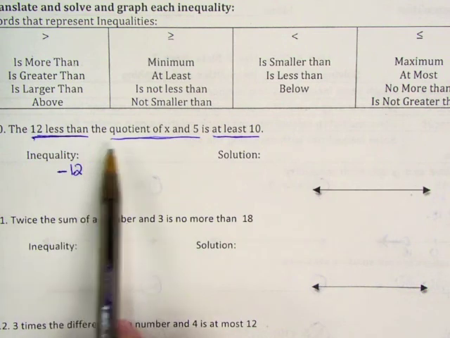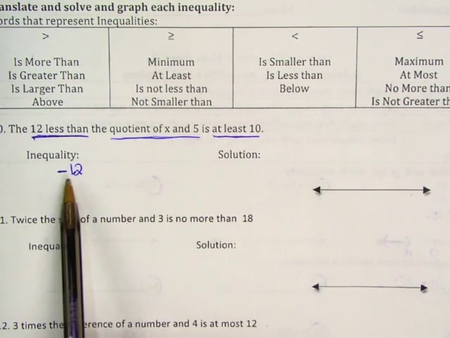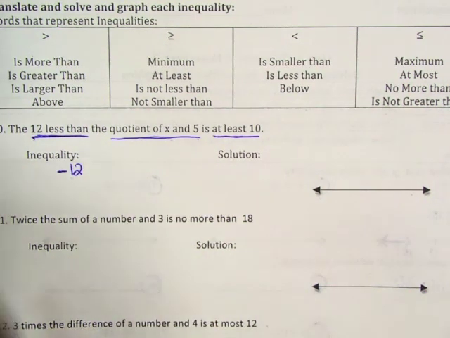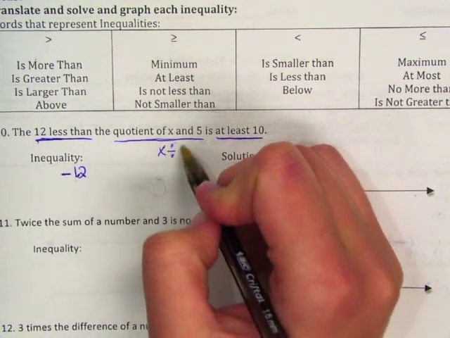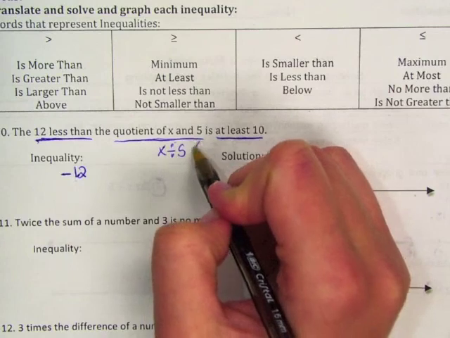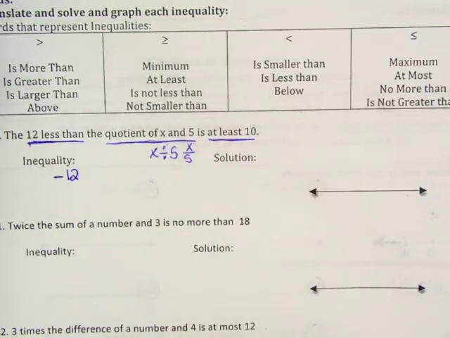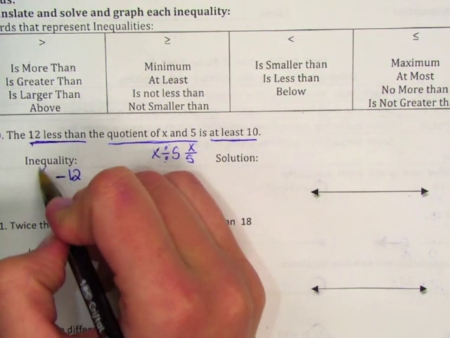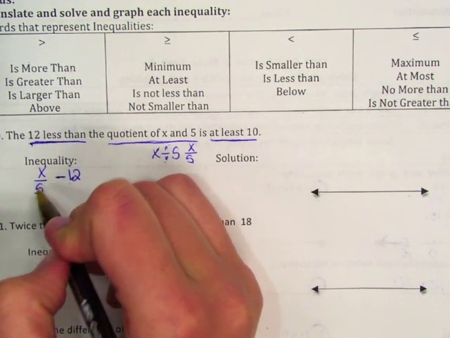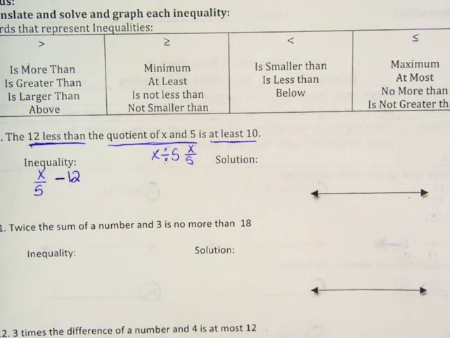Well, it's the quotient of x and 5 minus 12. But instead of writing my quotient as x divided by 5, I can also write the quotient as x over 5. These mean the same thing. So I'm going to write x divided by 5, or x over 5, minus 12.